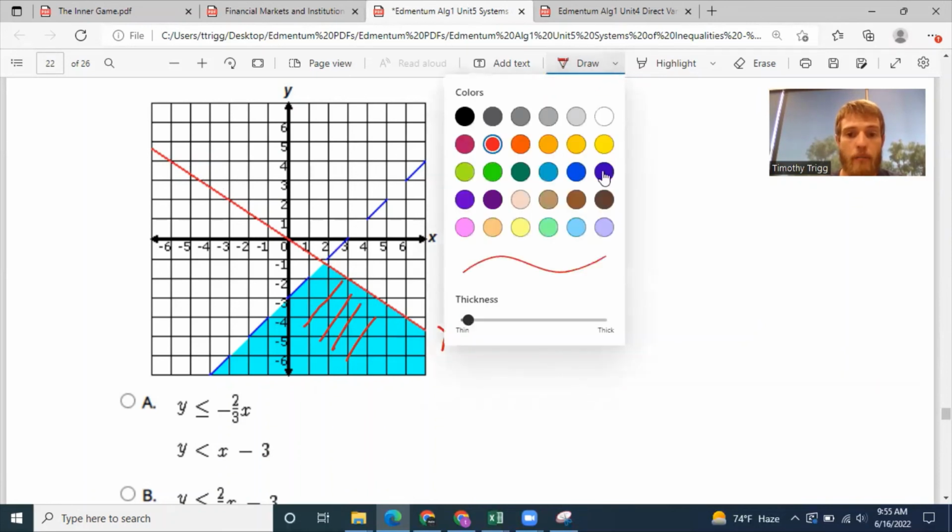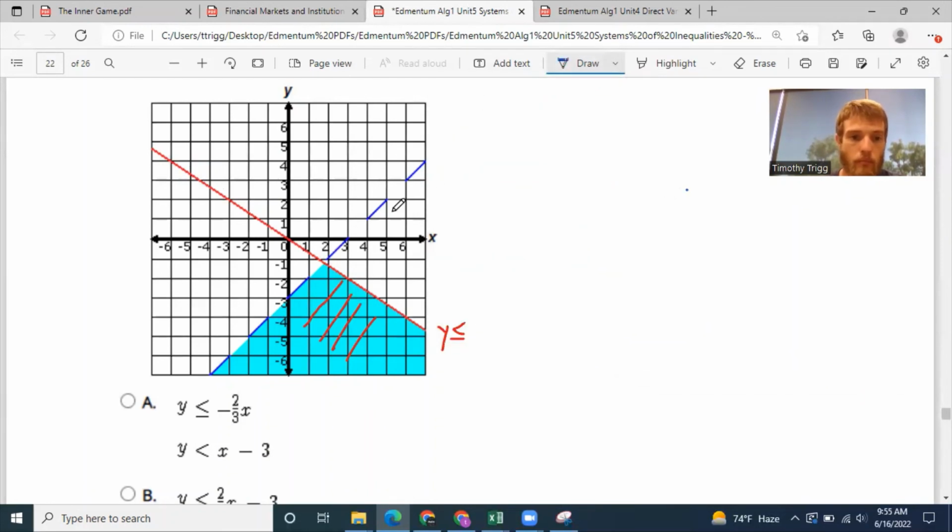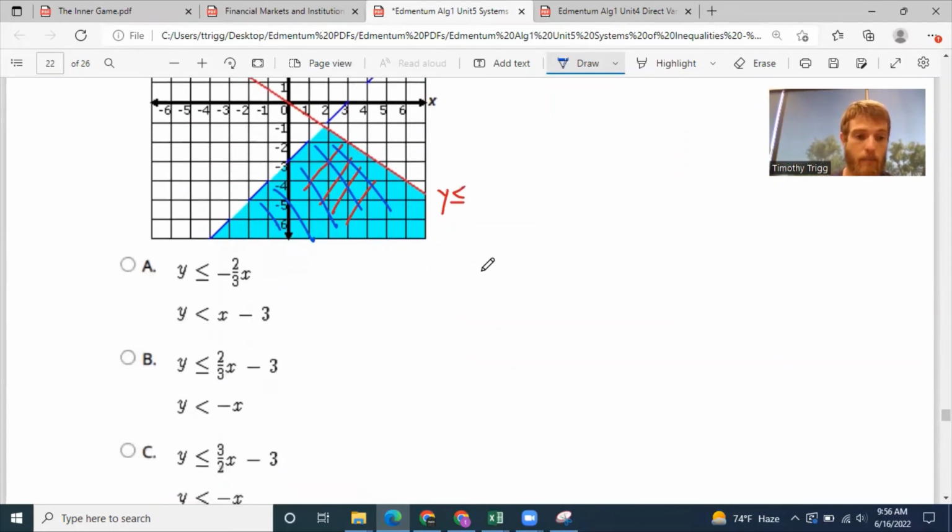For the blue line, notice it's a dashed line, but it's also shaded below, isn't it? It's shaded below the blue line. So that's going to be y is less than. In this case, this one doesn't have the or equal to because it's a dashed line. Okay, so that's one thing to keep in mind, and see if you could find the equations of the two lines.